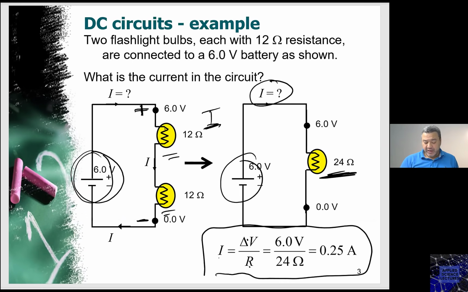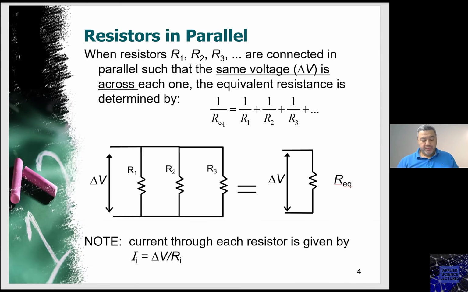I have here the potential difference, 6 volts. I have the resistance that this potential difference is across, 24 ohms. Then the current is delta V divided by R, and this is going to give me 0.25 ampere. Now, those resistors may be connected in a different way, as we will see here. So we saw that when those two resistors were in series, they share the same current.